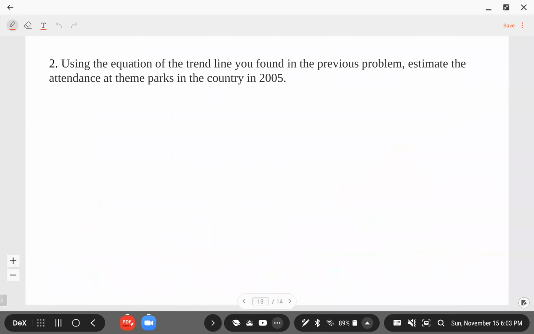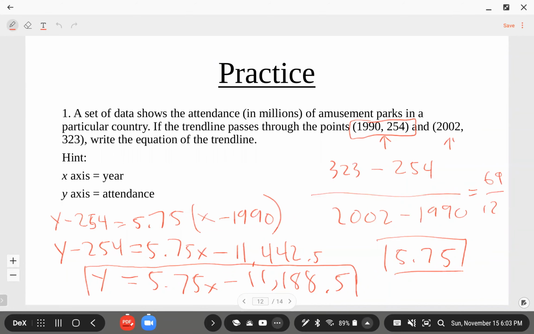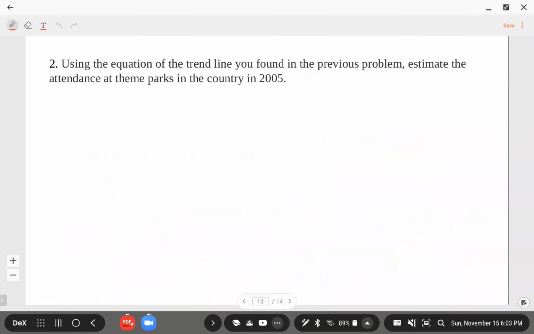So our next problem. We still have a few more minutes. Number 2: using the equation of the trend line you found in the previous problem, estimate the attendance in theme parks in the country in 2005. There's not much time left, so I'll just walk you through this one. Our equation is y equals 5.75x minus 11,188.5.